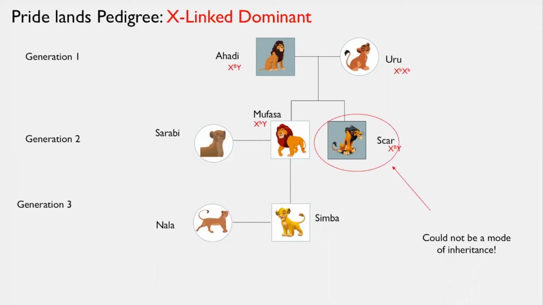mane trait. The next mode of inheritance in the Pride Lands is X-linked dominant. This would mean that if the individual had the trait, they would have to be X^B Y or X^B X^B or X^B X^b.